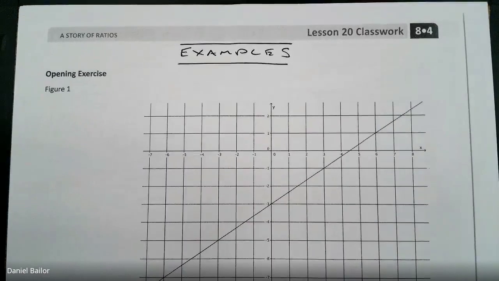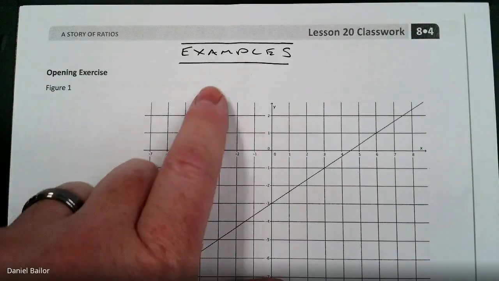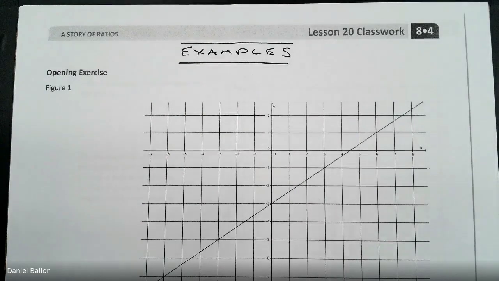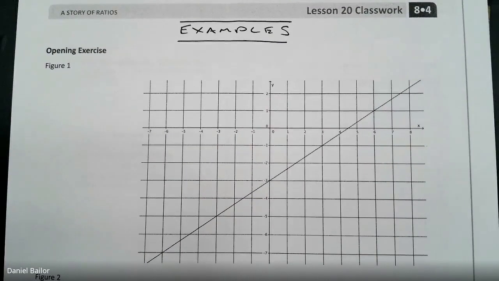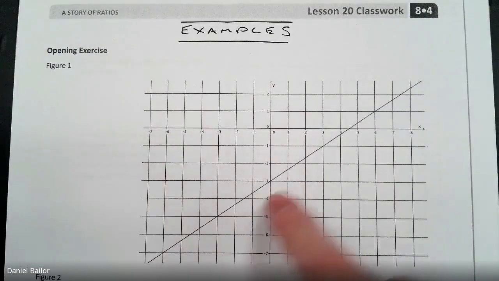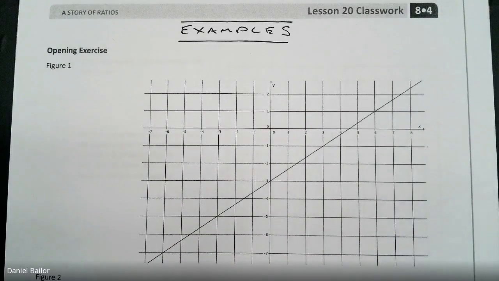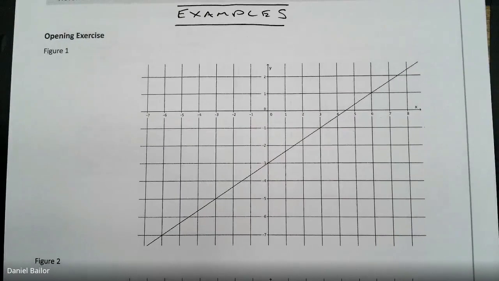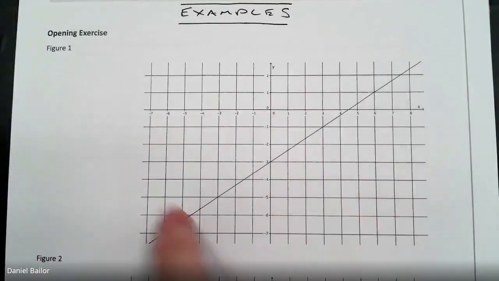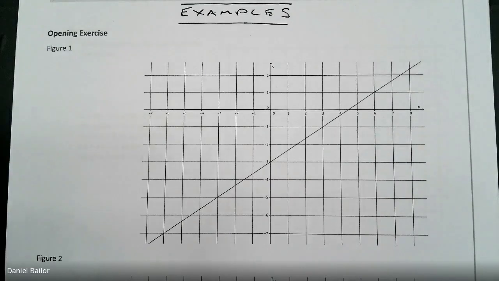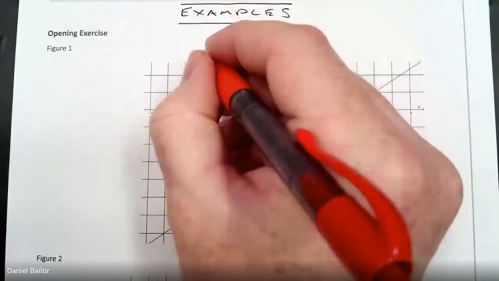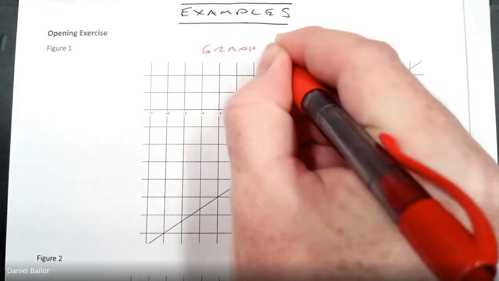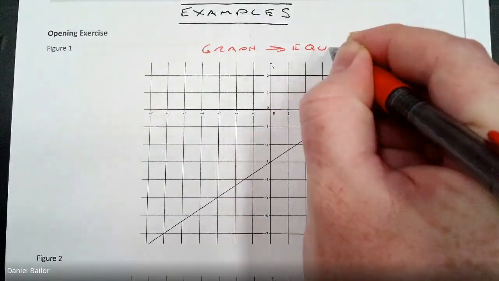The examples are actually going to be on a page of your book. Let's go to page 241, and you'll see I wrote examples at the top of my page 241 because that's the page we're going to use for our examples. So let's look at what they call figure one, and they gave us a graph here for figure one. Our job is to change this graph into a linear equation. Let me show you how we do that. Our goal is to start with the graph and make an equation.